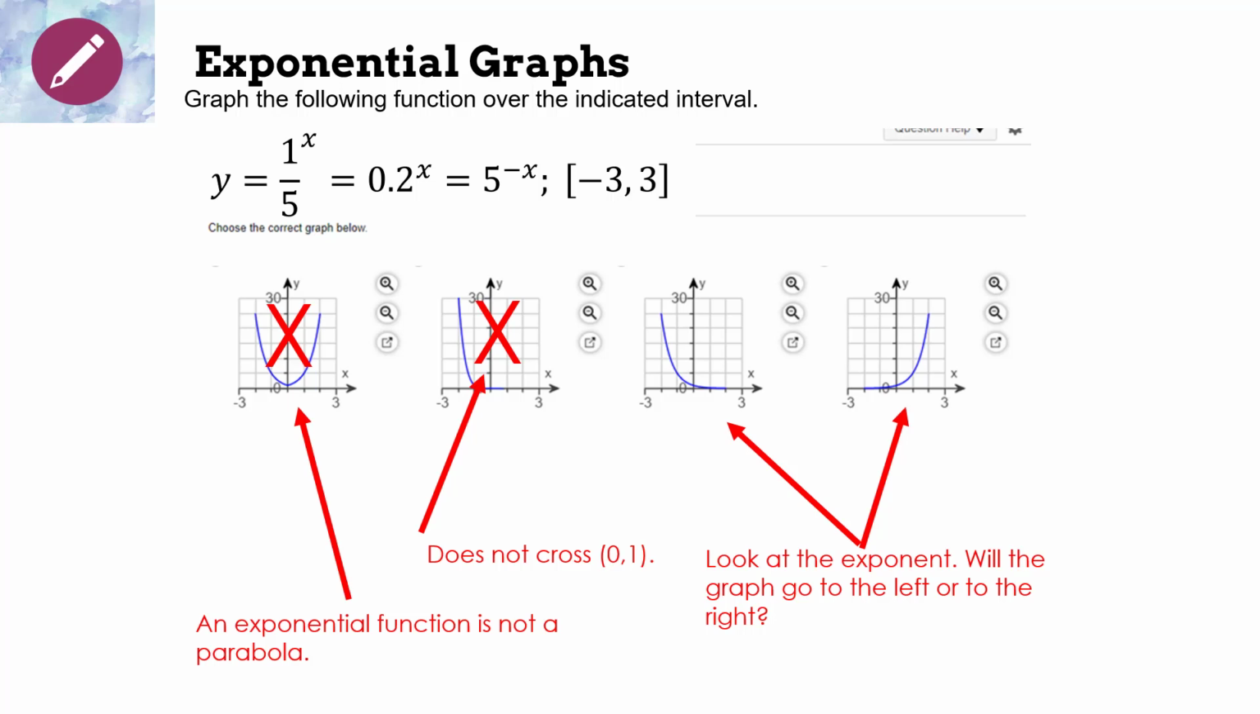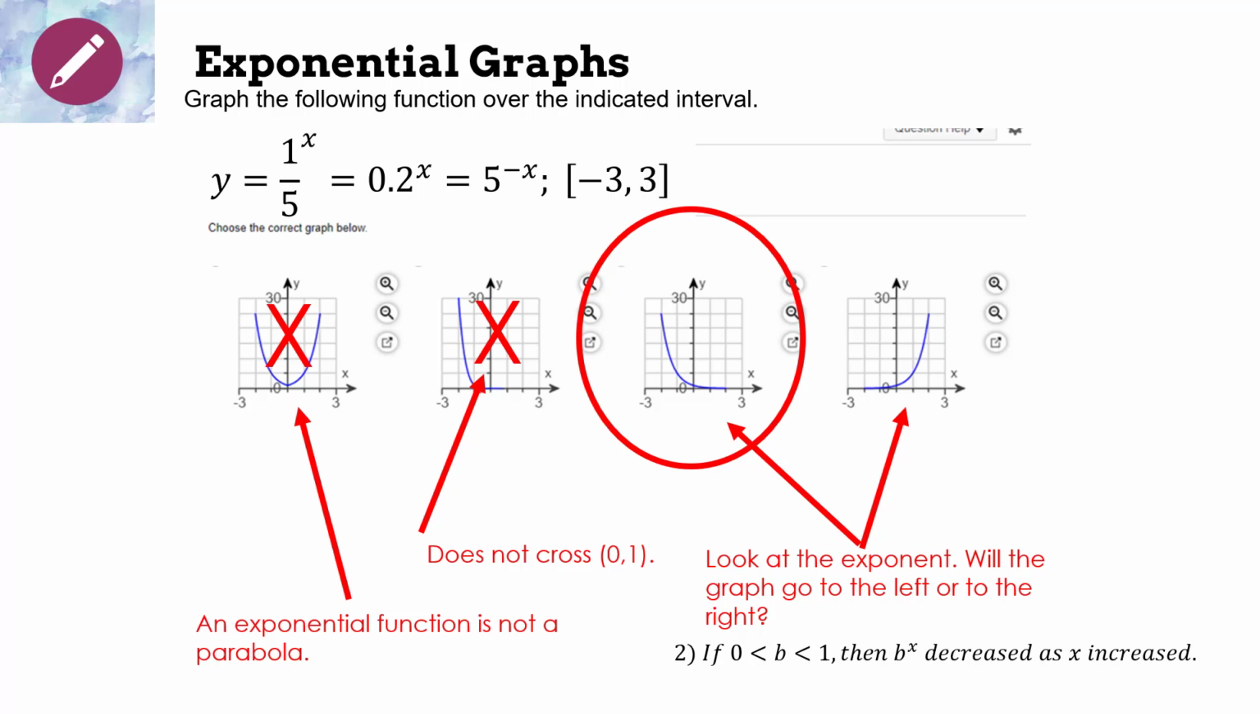Look at the exponent. Will the graph go to the left or to the right? If b is between 0 and 1, then b to the x decreases as x increases. Yep, it's going to be 3.